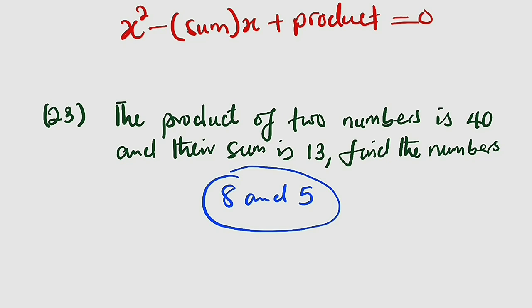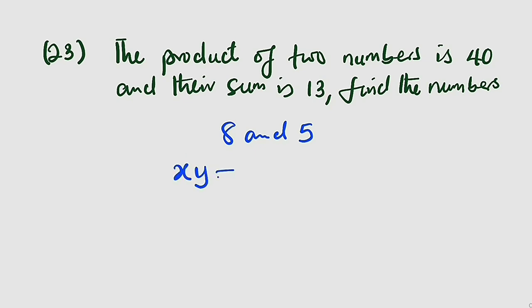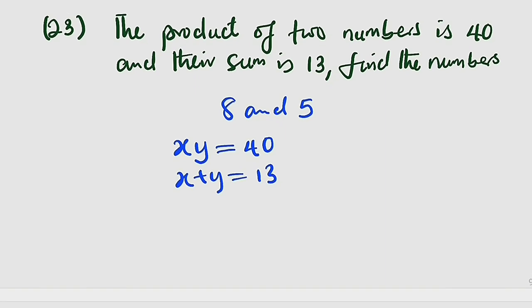But suppose it is a theory question where you have to show working. Let me show you how to do that. You can just pick two values like x and y. So if you multiply x and y together, you get 40. And once you add them together, you get 13. This is what the question is saying. Two numbers, which we have declared to be x and y, their product is 40, their sum is 13.